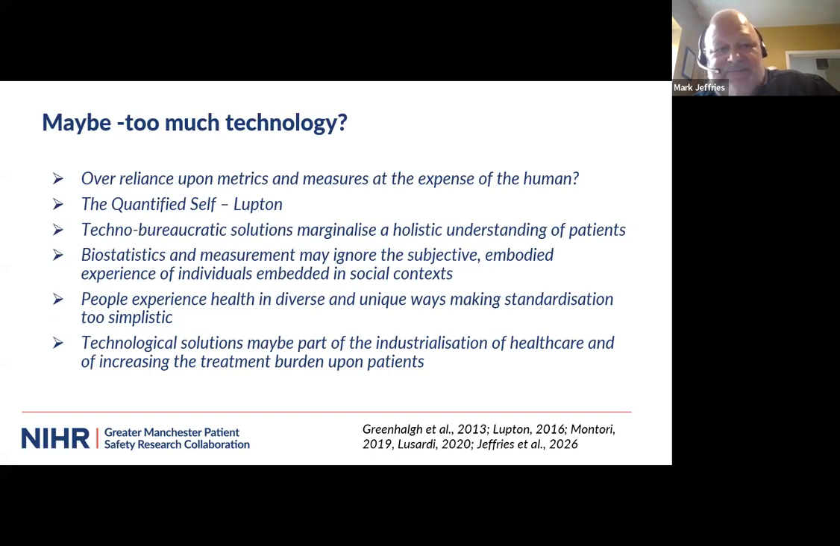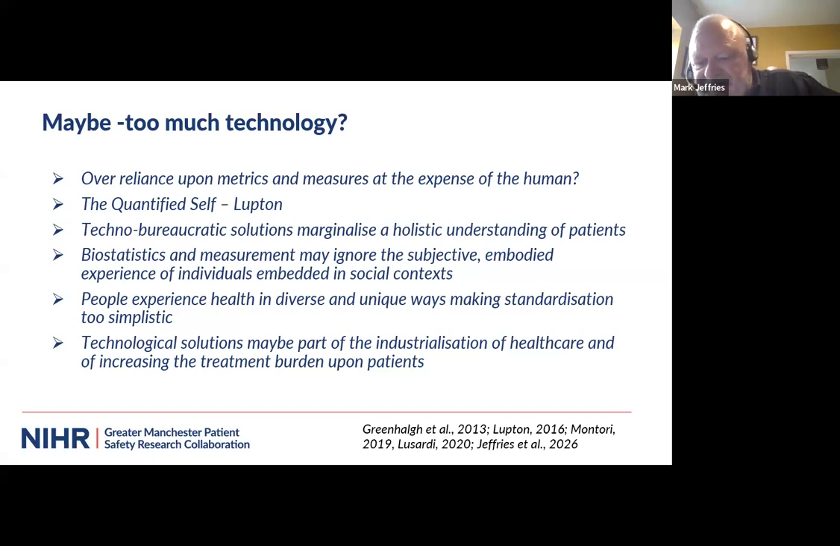And maybe there's too much technology. Many of you would have come across Deborah Lupton's work on the quantified self, which is the idea that we're measuring and monitoring ourselves so much that everything is measurable, and if it's measurable, then we ought to be doing it, and we ought to be having that technological approach. And maybe this is part of overburdening people. Maybe it's creating some of that industrialization of healthcare.